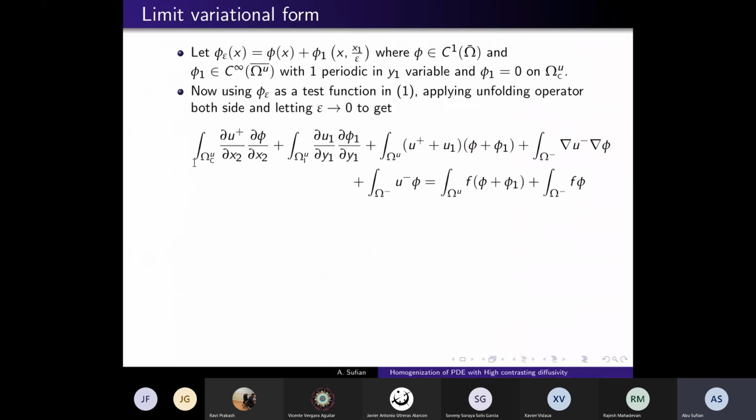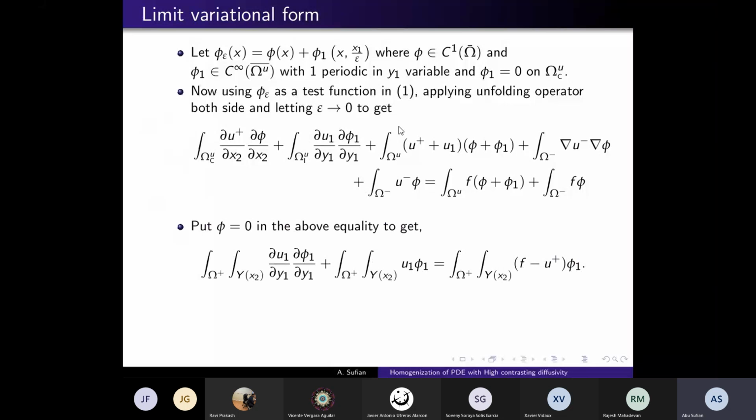So we can see that we have decomposed between the conductive region and the insulating region, that is omega iu and omega cu. The dependence with respect to y1 is mostly captured in this part, that is omega iu. For this limit, we can prove the existence and uniqueness of u plus, u minus, and u1. Now we try to decompose this variational form.